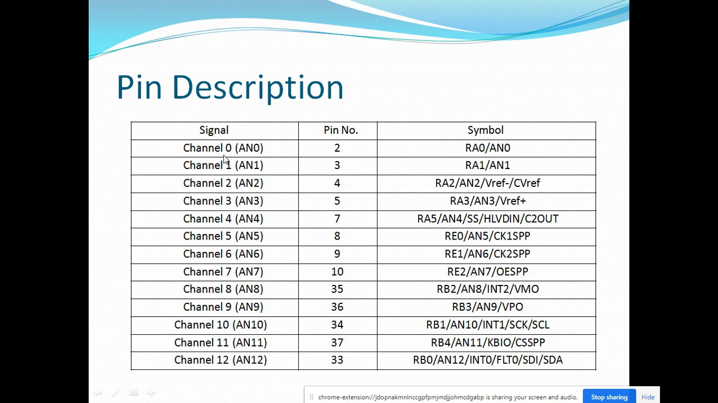Okay, so you can see channel 0, AN0, has the multiplexed port pin RA0. Okay, it is multiplexed with the analog input. So pin number 2 is AN1, pin 3. Likewise, the 13th channel will be pin 33 with port B, that is RB0, multiplexed as AN12. It is also an interrupt pin, and other functions are given for this particular port pin. So port A, port E, and port B are multiplexed to have analog to digital converter pins.